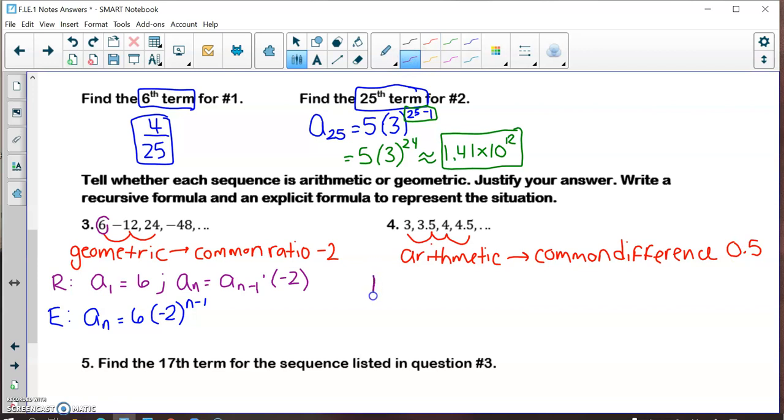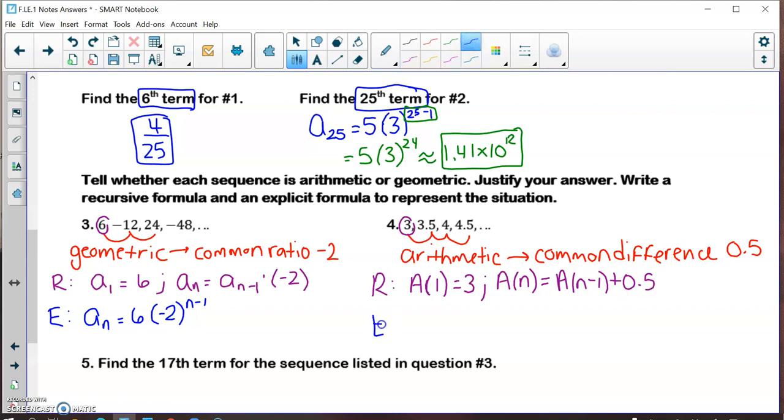We're going to write the recursive formula, which hopefully you remember. We start with capital A of n. Sorry, capital A of 1, I apologize, is equal to your first term, which in this case is 3, semicolon, capital A of n is equal to A of n minus 1 plus your common difference, which is 0.5.